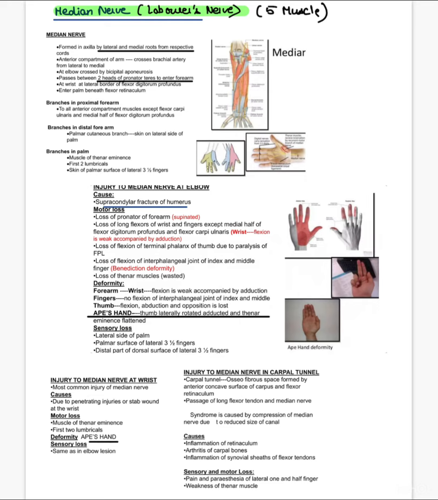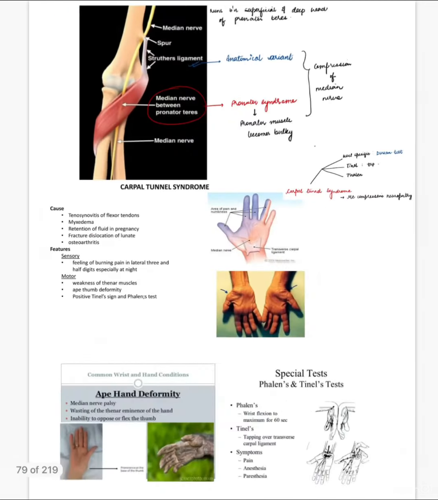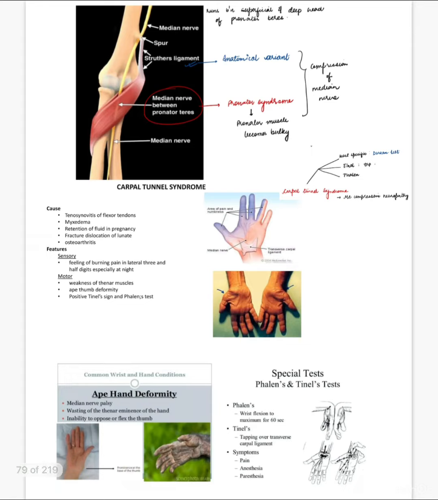See, this median nerve injury is common in fractures like supracondylar fracture, again very important. Now see, we'll see some of the important things, guys. This can compress between the two heads of pronator teres, known as pronator syndrome. The Struthers ligament, that is the anatomical variant, here also it can get trapped, guys. And this is known as carpal tunnel syndrome if it gets trapped at the wrist, guys.